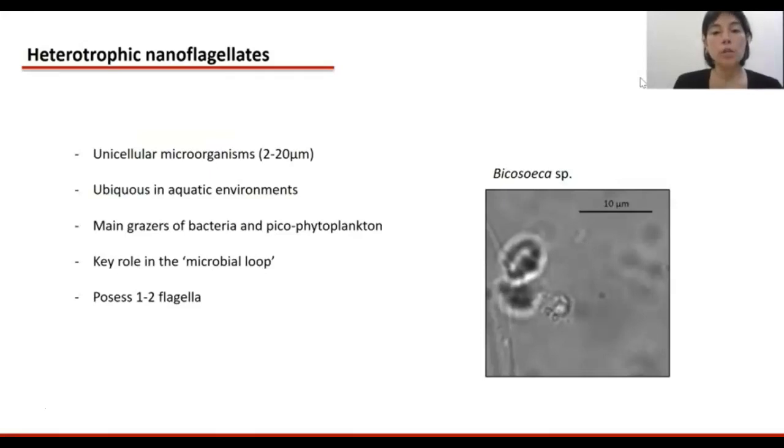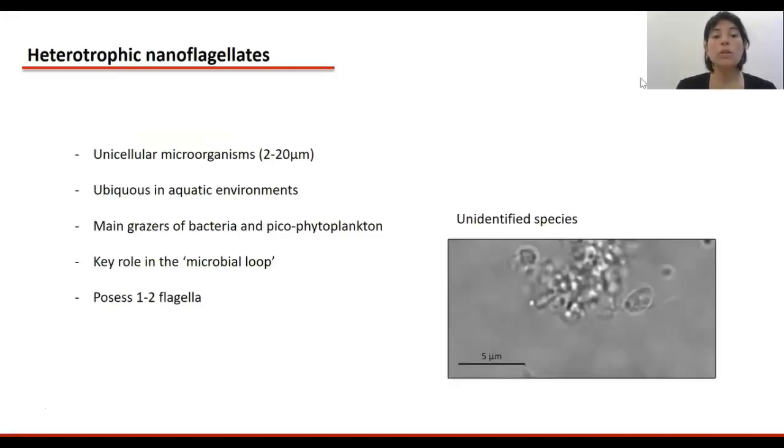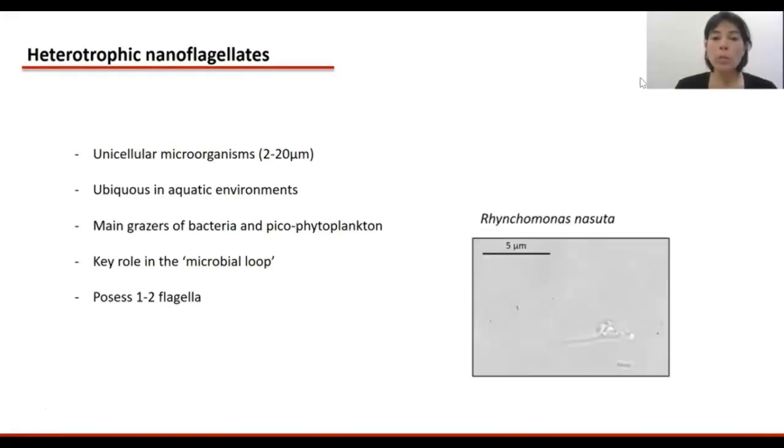Heterotrophic nanoflagellates are unicellular microorganisms that can range from 2 to 20 micrometers in diameter. They're ubiquitous in aquatic environments, and they're main grazers of the bacteria and picophytoplankton, giving them a key role in the microbial loop or in other biochemical cycles in the waters. And they are characterized by possessing 1 to 2 flagella that serve them for swimming or to handle or capture prey.